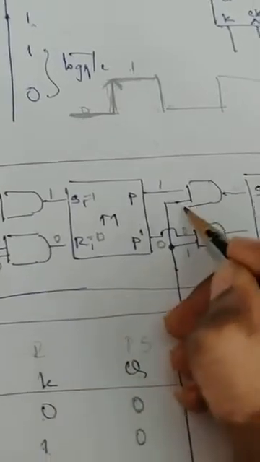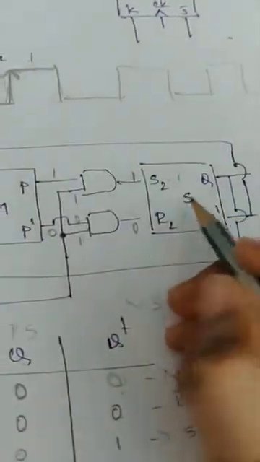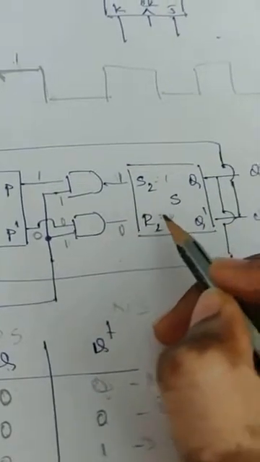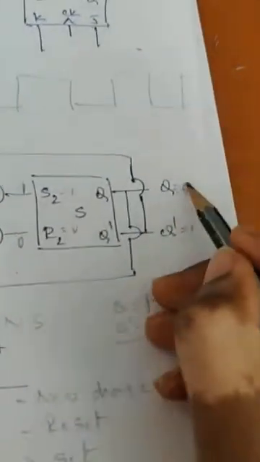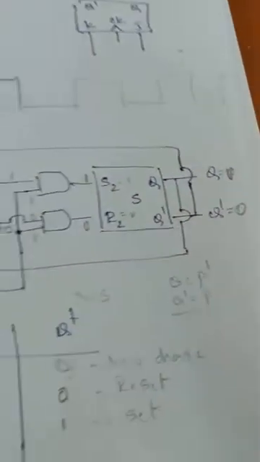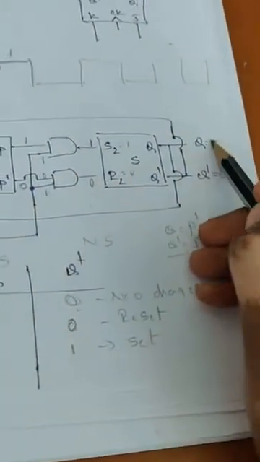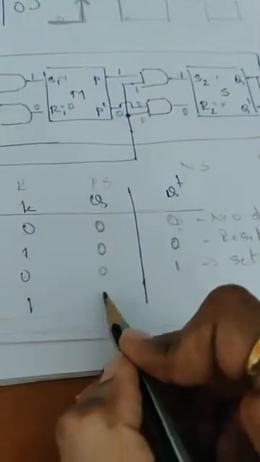This is 0. This is 1. 1 and 1 is 1. So this is 0. So S becomes 1, R becomes 0. S becomes 1, R is equal to 0 means set state. So Q will change to 1 now. So when Q changes to 1, this will be 0. This is your next 1 0 0 to change to 1. So now Q is equal to 1, right? So now the present state is 1. So let me see what happens when both are 1 and 1 now.